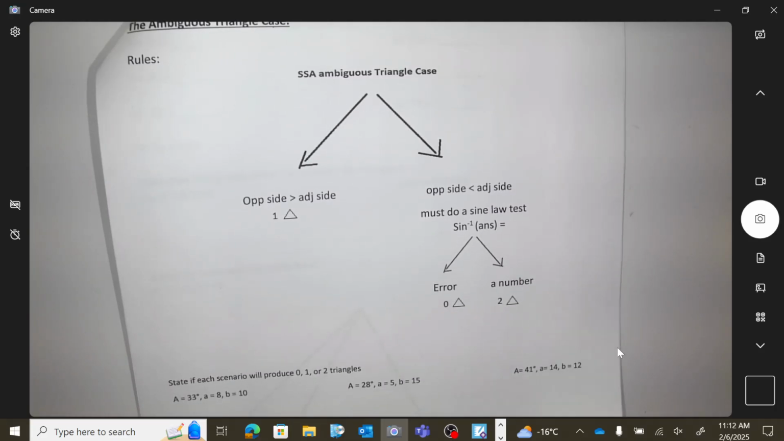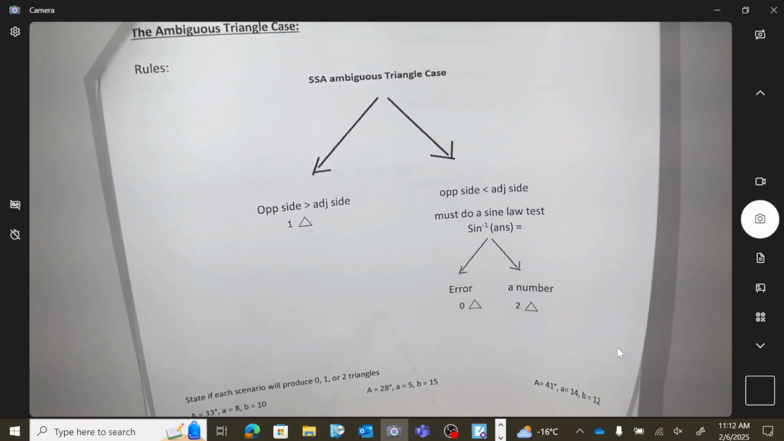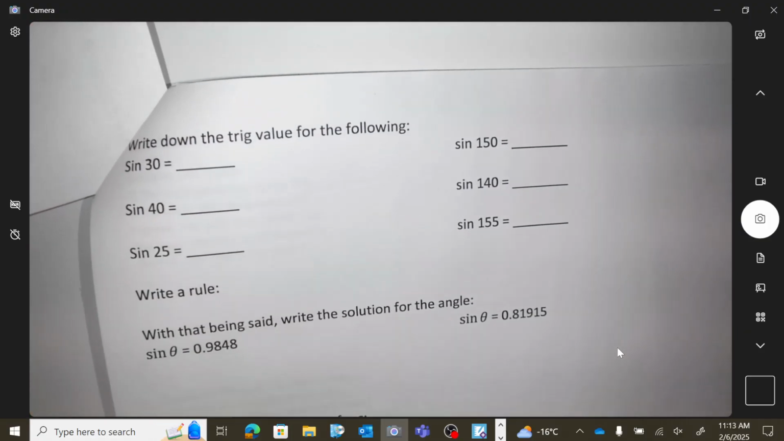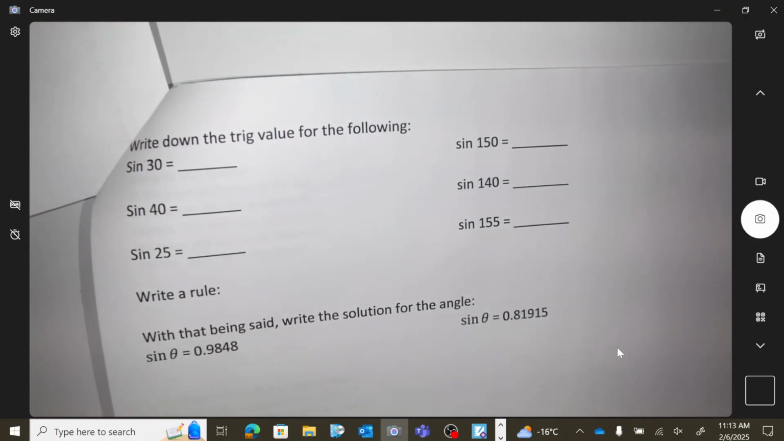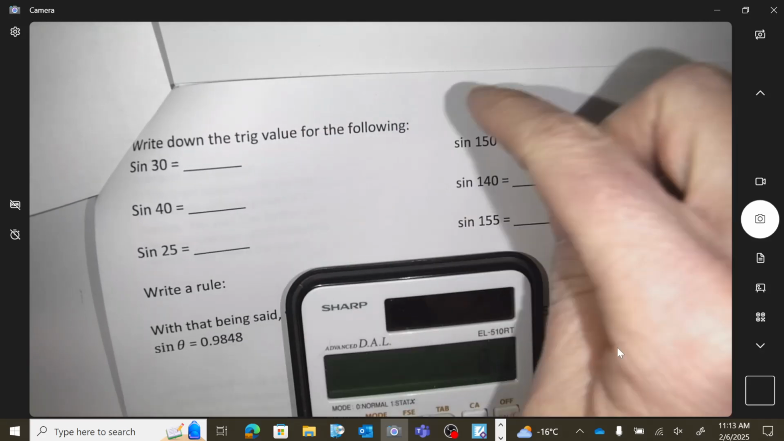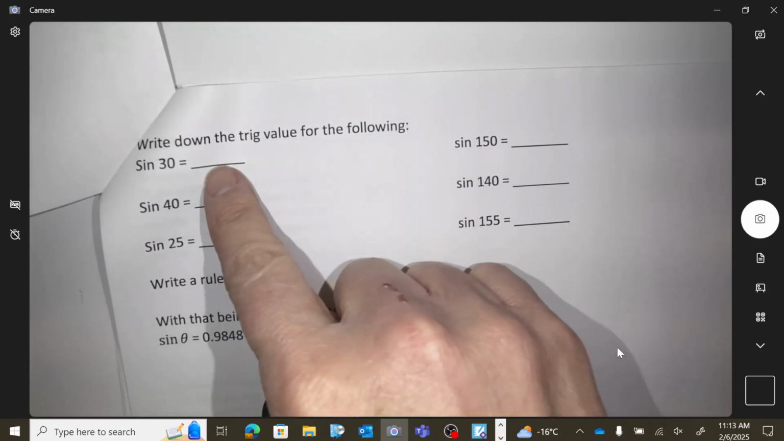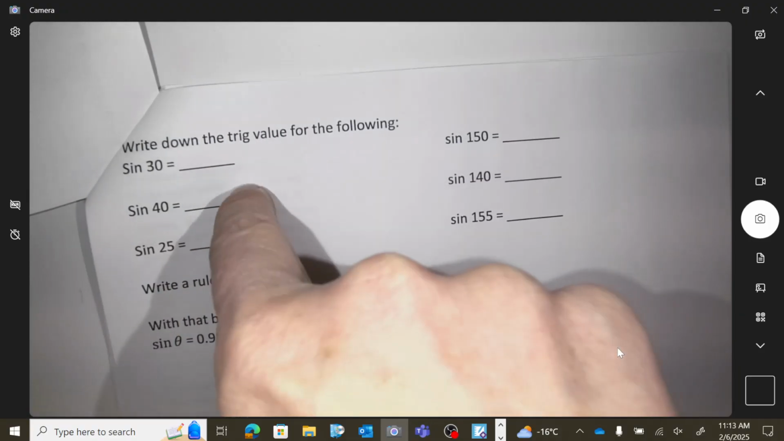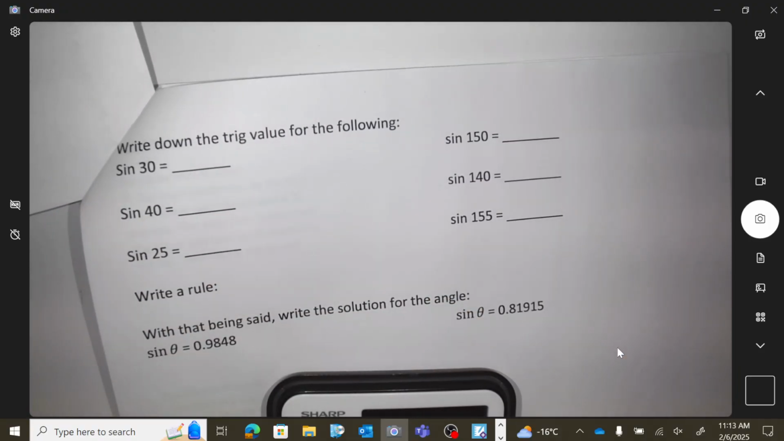Okay, I would actually like to jump one page and then come back later. So go to this section. We're going to go into our calculator. We're going to make sure it's in degree mode. I want you to write down 6 of the trig values. So you're going to go into your calculator, sine 30 equals, and then write down the trig values, okay? And do that for the 6 of them.